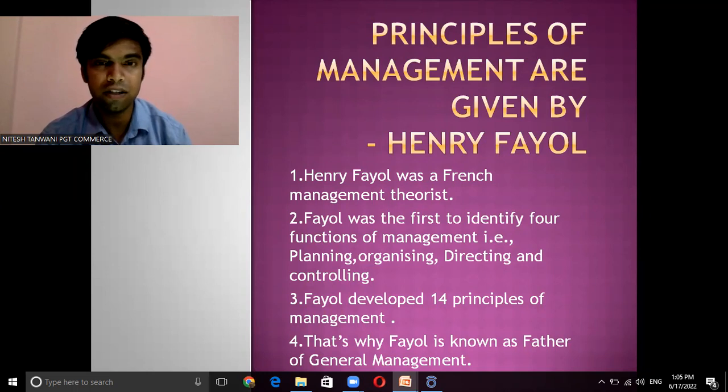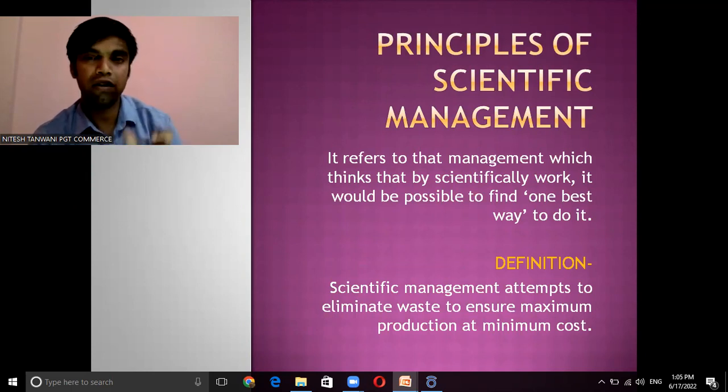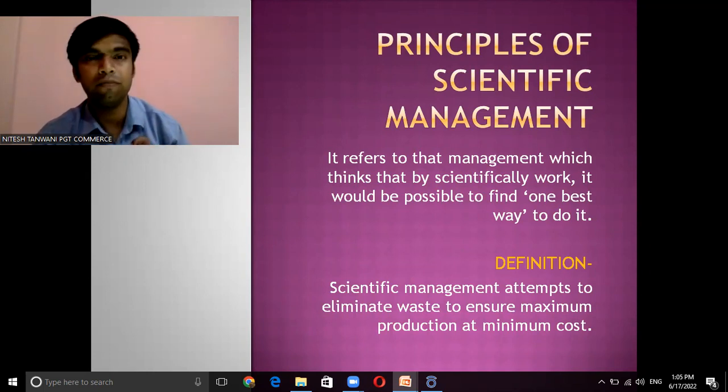Now moving towards the principles of scientific management. I have included both together to differentiate. Principles of scientific management refers to the management which thinks that by working scientifically, it would be possible to find one best way to do the work. Principles of management focus on how to do the work and organize the organization, but principles of scientific management focus only on productivity.